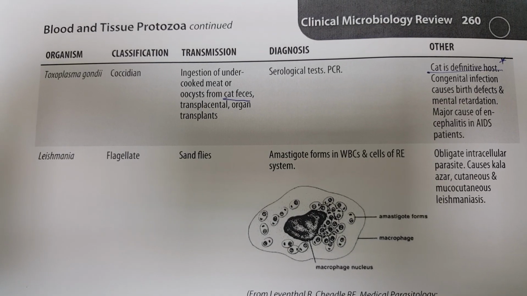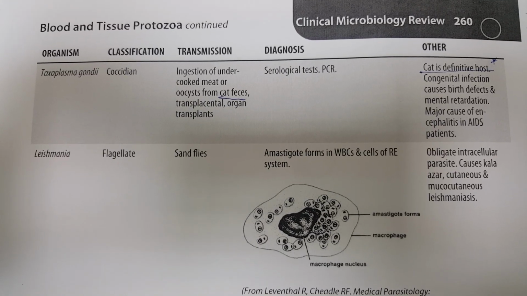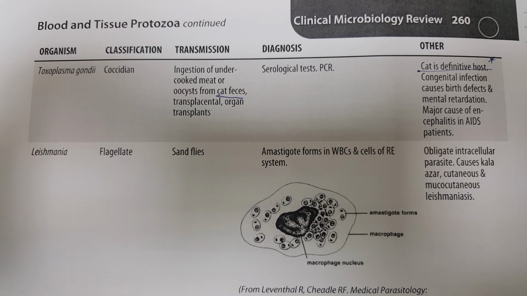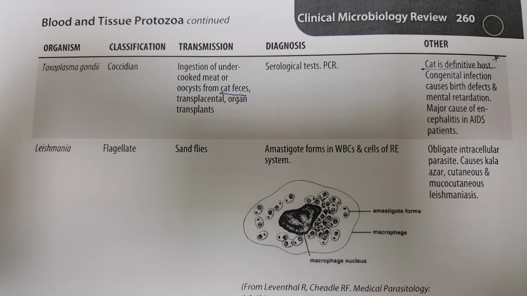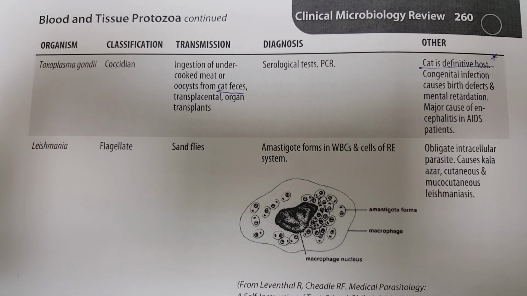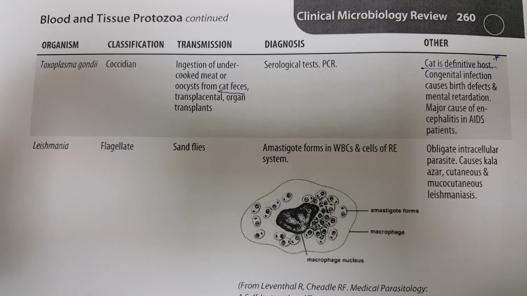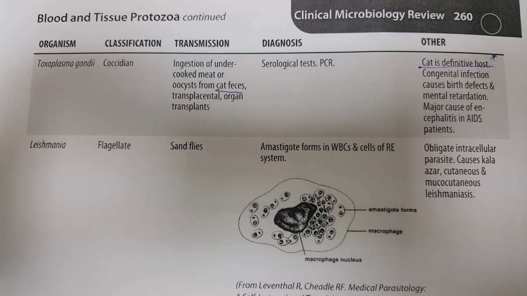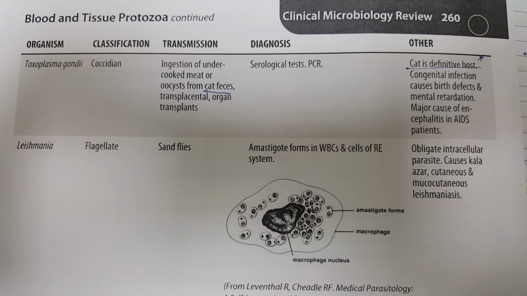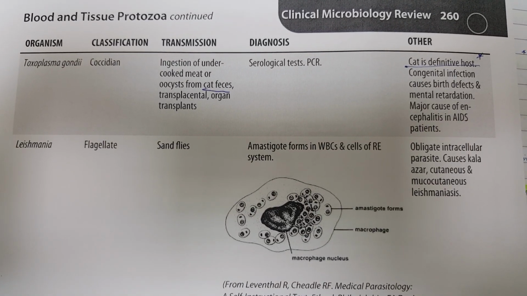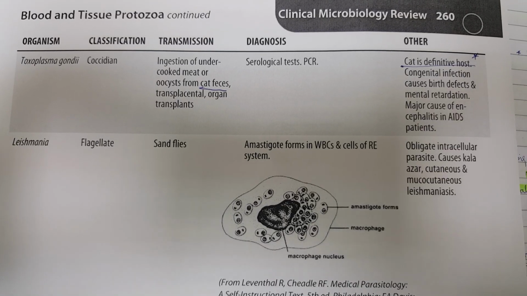Toxoplasma gondii is a coccidian, and it is also a blood and tissue protozoan. Transmission is by ingestion of undercooked meat or oocysts from cat feces, transplacental, and organ transplant, and serological test and PCR are the only diagnosis for Toxoplasma gondii. The cat is the definitive host. Congenital infection causes birth defects and mental retardation, and it is the most common cause of encephalitis in HIV patients.